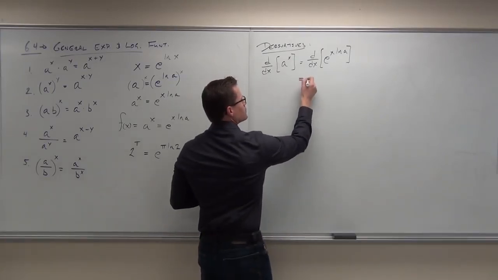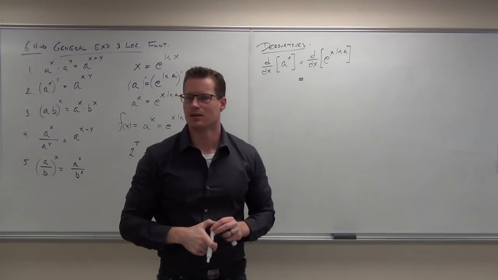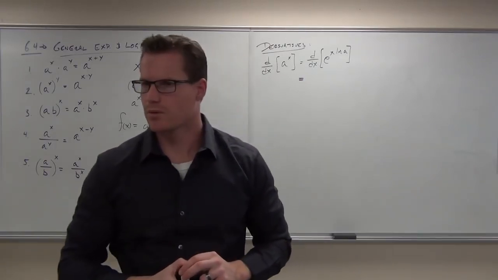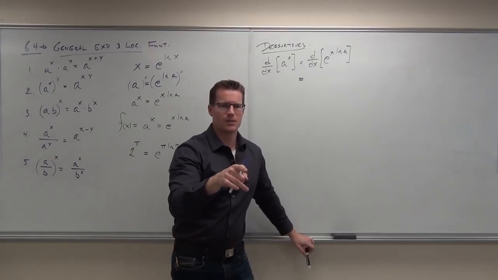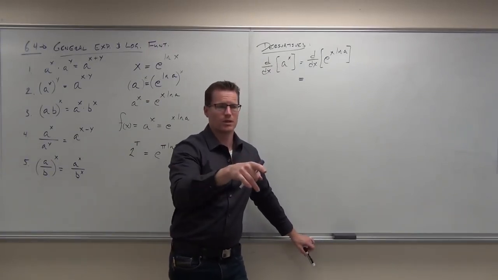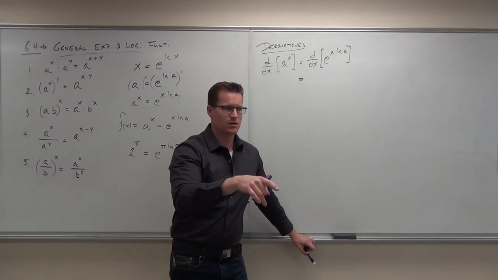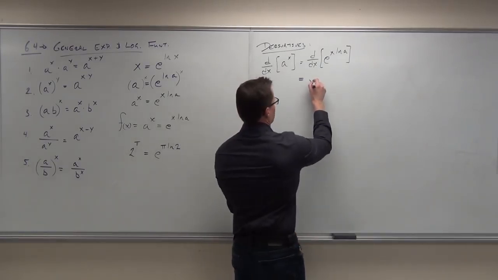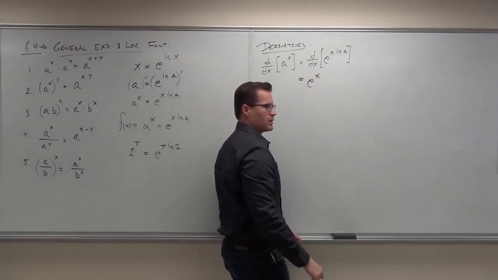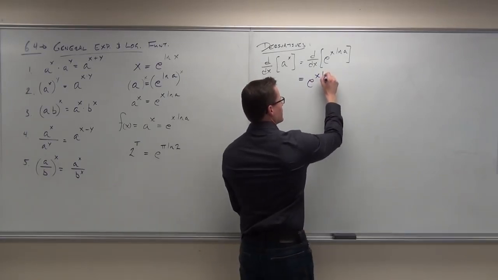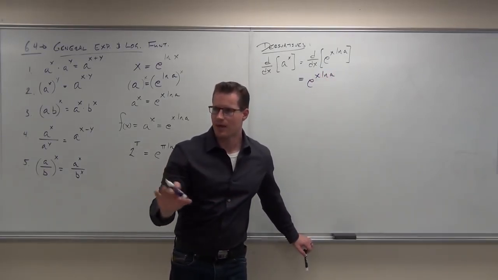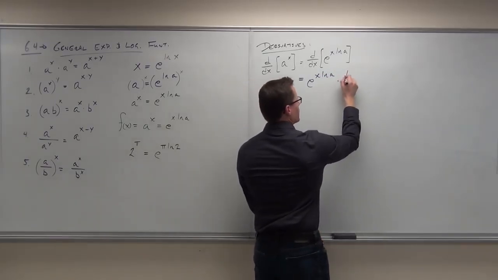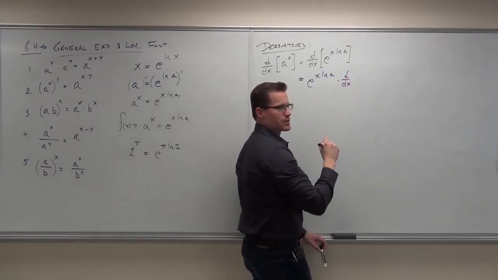What would the derivative of e to the x ln a be? Do you remember the chain rule? We're going to use that. It'd be, what will we start with, folks? We start with e to the x ln a. Remember how we take derivatives of e to the x and we don't change anything about it? And then we do a derivative of what?